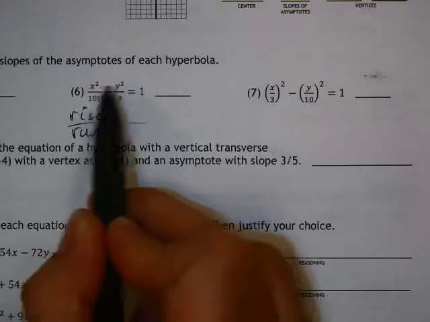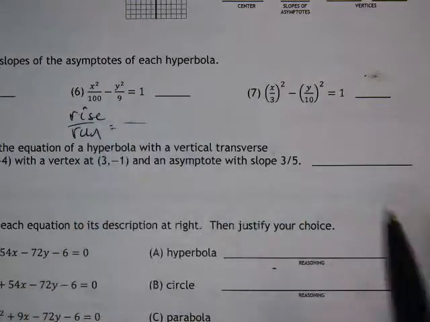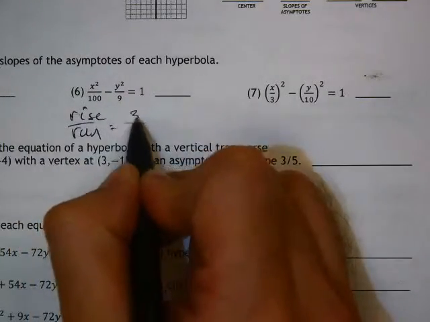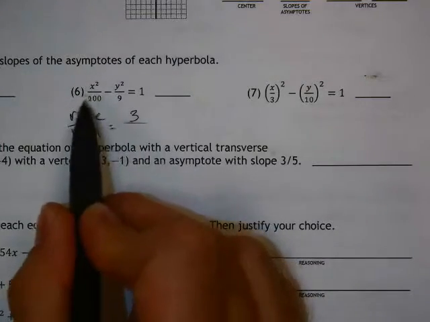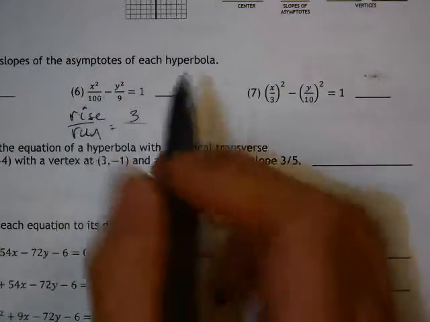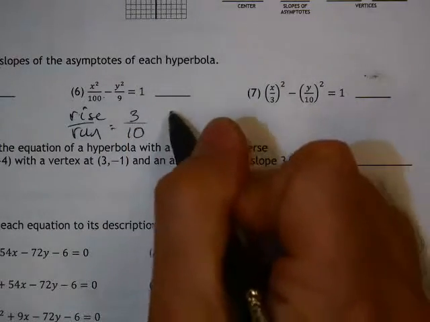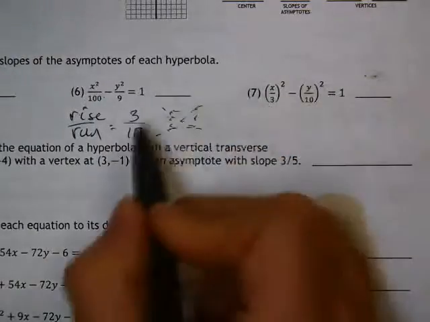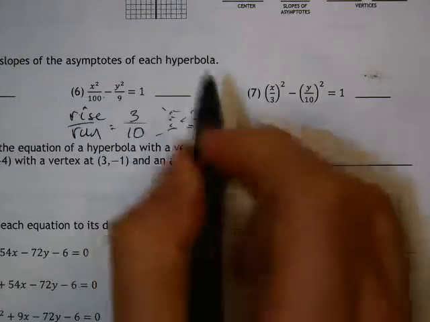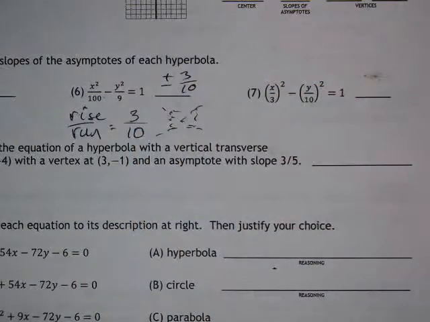So if we look at our x's and y's, we have y squared over 9. This 9 will give us the rise. If we take the square root, that's 3. That gives us the rise. And then the 100 under the x squared will give us the run. Square root of 100 is 10. And remember, if we did graph the box, you have one that's positive, one that's negative, which means the two slopes would be plus or minus 3 over 10.